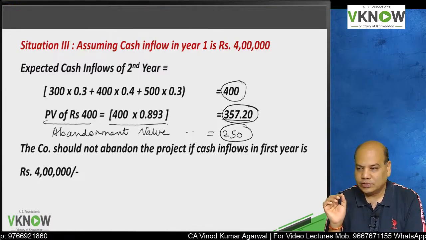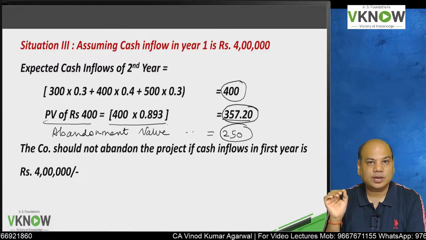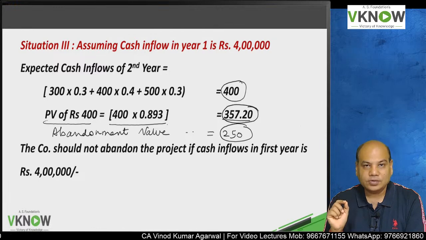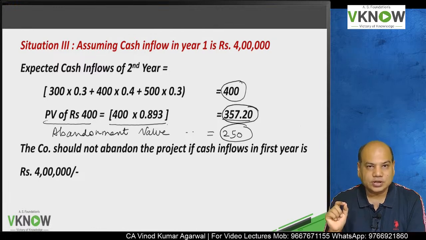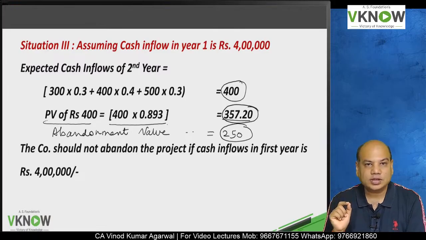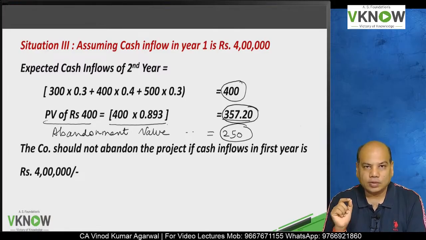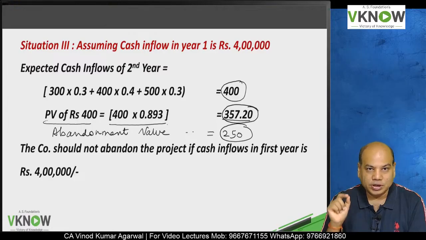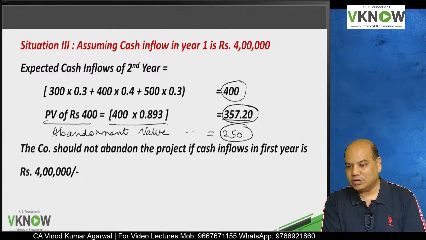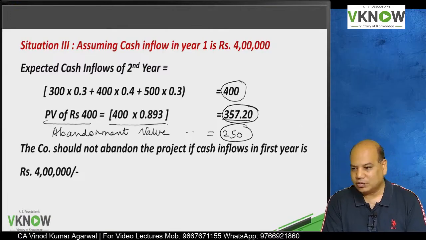So the answer is, whether the company should abandon the project, the answer is yes if cash inflow in the first year is 2 lakh, but if the cash inflow in the first year is 3 lakh or 4 lakh, then the company should not abandon the project. Is it right? So that was a very important question.